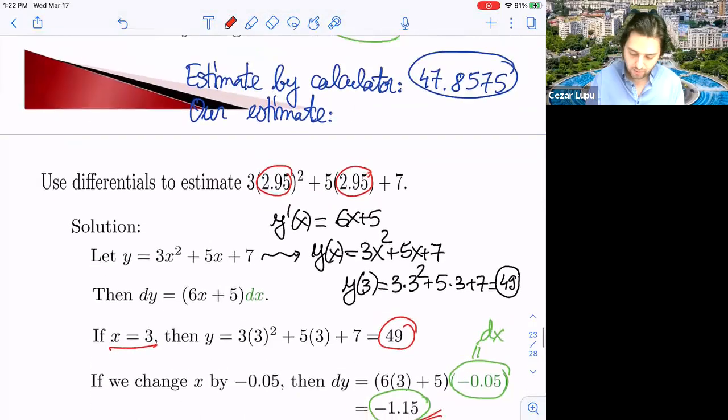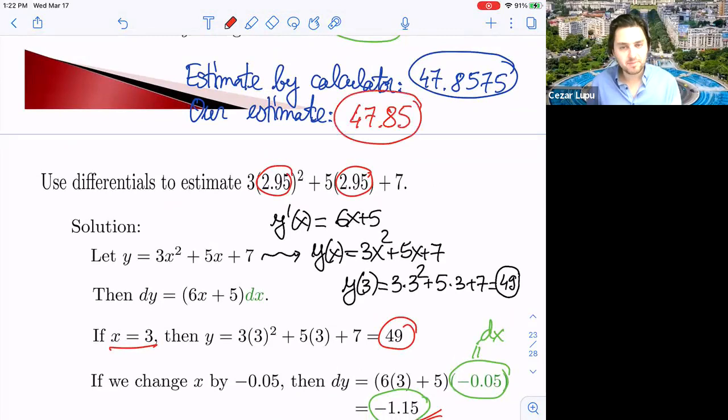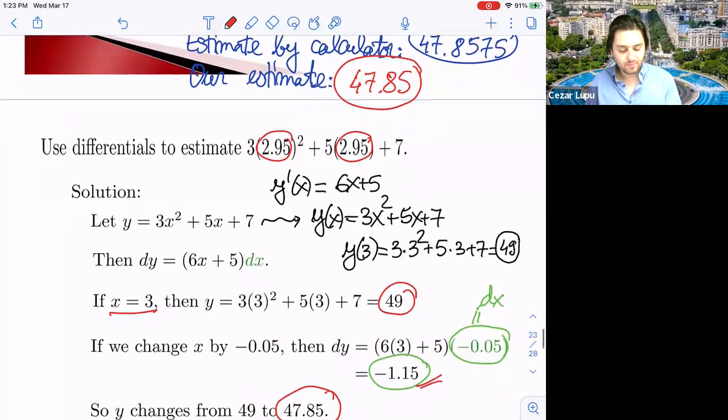So let's see, our estimate is 47.85. You see, it's very accurate. Well, we didn't go to another decimal, but this time they matched perfectly, which is great. Right? Okay.